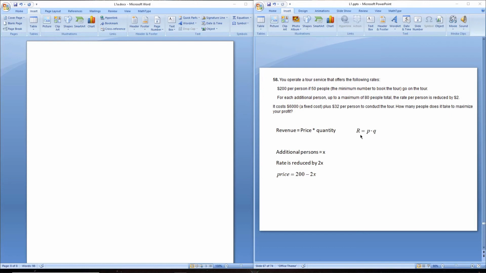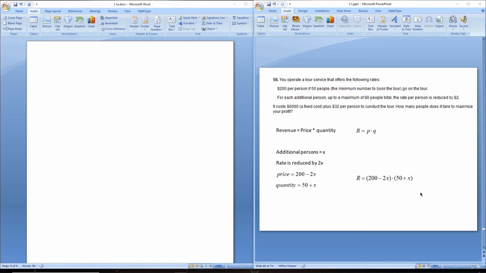And then what about Q, the quantity here? What kind of quantity will this give us? Well, remember, quantity means how many people in total here. So we're going to have 50 plus our additional persons. And so our quantity here is simply 50 plus X. And we're going to plug this in then to our revenue function. And there we go. So our revenue is price times quantity, where X represents additional people above 50.